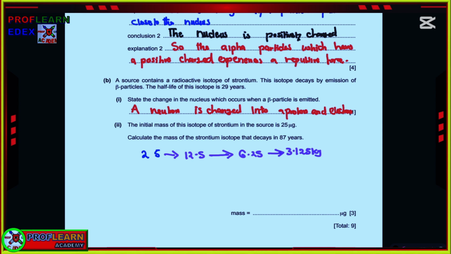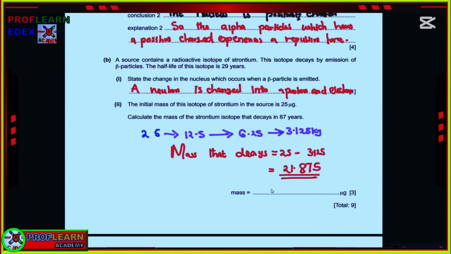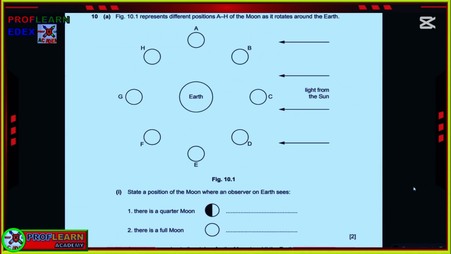So the mass that will remain is 3.125 kilograms. So the mass that has decayed will be 25, which was the original, minus that, and that's going to translate to 1.875. We are told that the figure represents different positions.